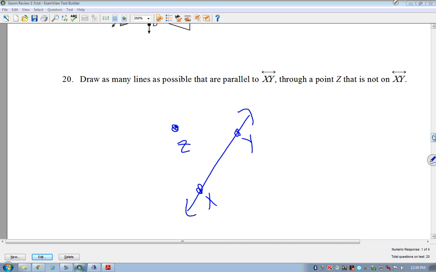1 line. There's exactly 1 line through a point not on a line that can be drawn through it that's going to be parallel to that line. Okay? In the same respect, there is going to be one line that can be drawn through this point that's going to be perpendicular to that line, just one. All right, I think that answers all the review questions.